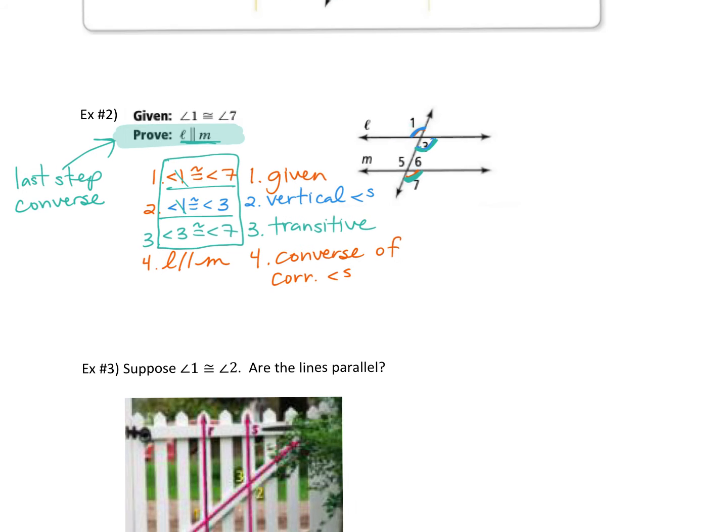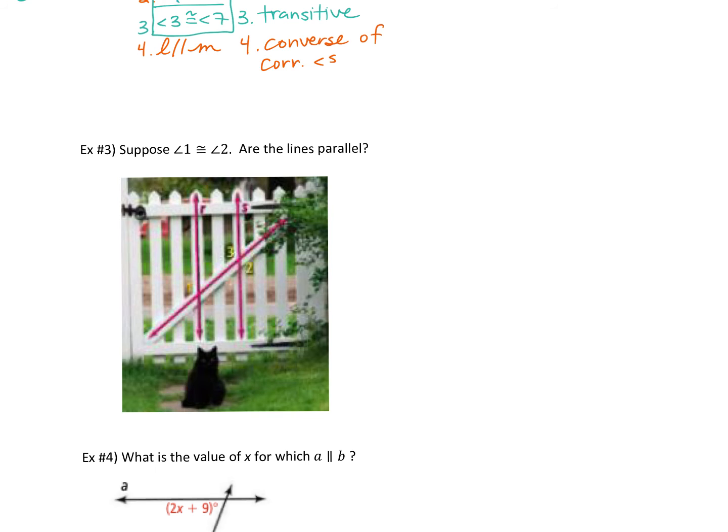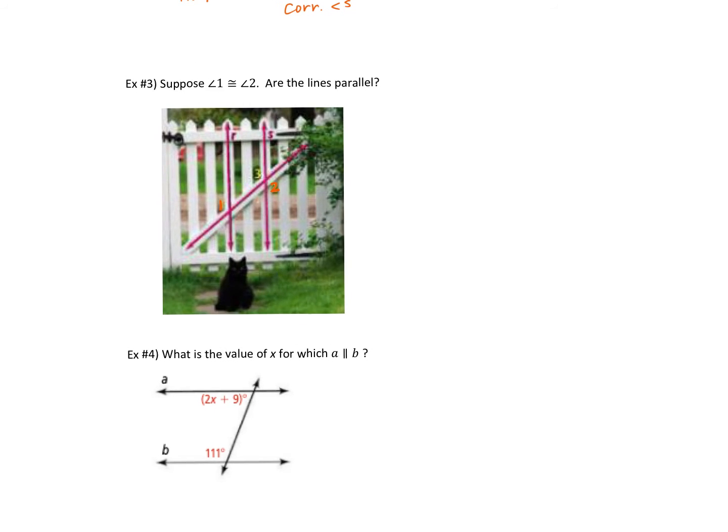Okay, example 3, sorry. It says, suppose angle 1, which is here, and angle 2 are congruent. Are the lines parallel? If these two angles right here are congruent, are these lines parallel?